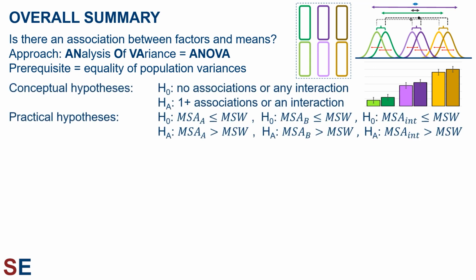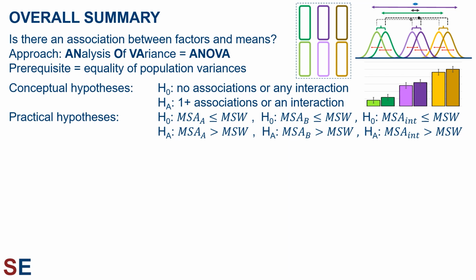The conceptual null and alternative hypotheses are that there are no associations or interactions relating the factors and the group means versus at least one association or interaction between the factors and the means. We don't actually test those hypotheses. We instead test a set of three hypotheses about the relative magnitudes of three mean squares among terms and the mean squares within term using F-tests.